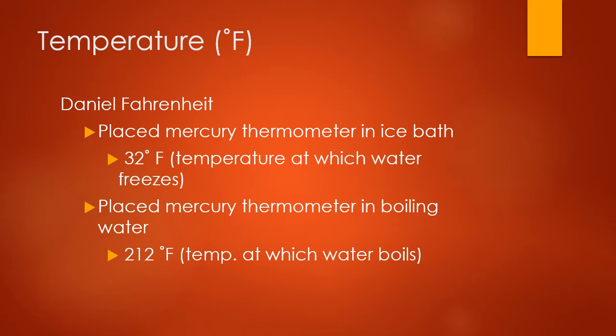So looking at temperature, we're going to do some temperature conversions. We're going to talk about Fahrenheit first. Fahrenheit is the temperature that we usually use here in the US. It was developed by Daniel Fahrenheit, named after him obviously. What he did was he placed a mercury thermometer in an ice bath, and he realized that at 32 degrees Fahrenheit, that was the temperature at which water freezes. He then also measured the temperature of water boiling, and it was 212 degrees at which water boils. So these two values you're going to want to remember: 32 degrees Fahrenheit for water freezing and 212 degrees Fahrenheit for water boiling.